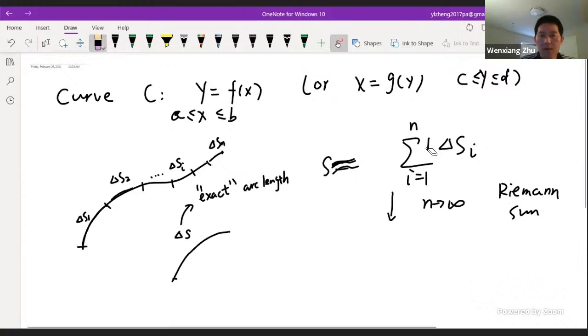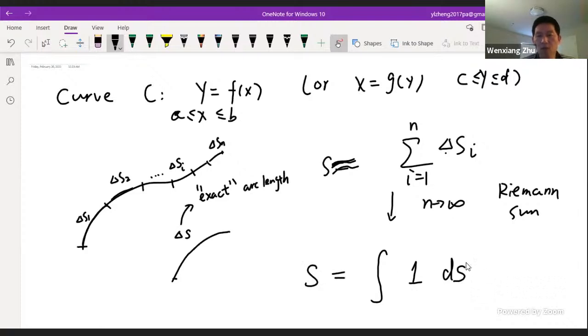Okay, so this can be written as the integration of delta S changing to dS. So what will be the function there? There's no function, actually the function there is 1. So there's a very easy formula for me to understand how I get the total arc length. It's simply the integration of 1 dS. That's it.